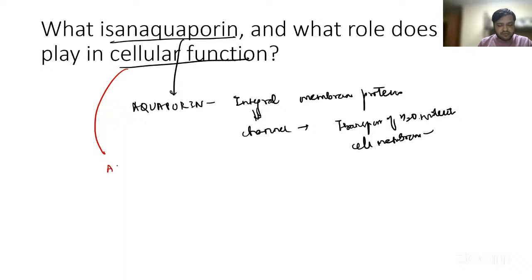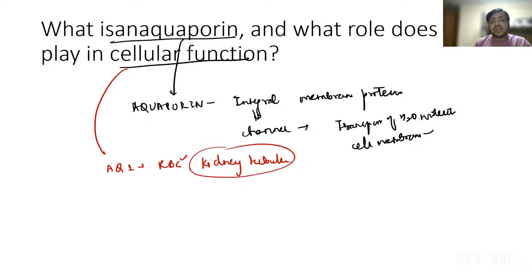For example, aquaporin 1. It is found in red blood cells. It is found in the kidney tubules. Now, when I say kidney tubules, I'm talking about the nephron tubules, the proximal convoluted tubule or the distal convoluted tubules, right? And in certain epithelial cells also. So if they're found in kidney tubules, what will be the function, guys? It will help in the reabsorption of water.